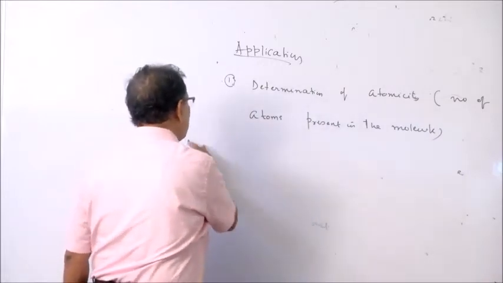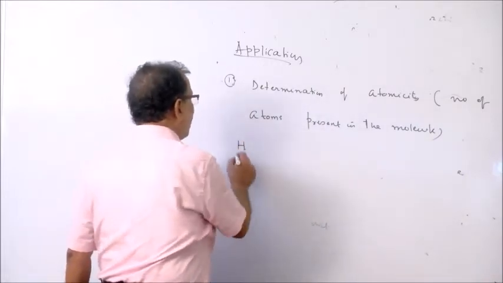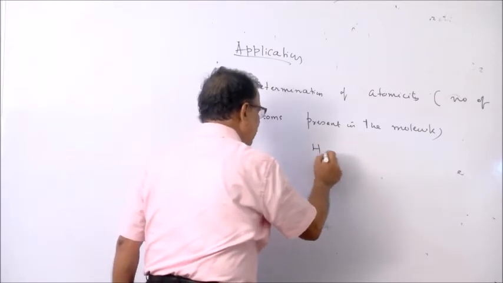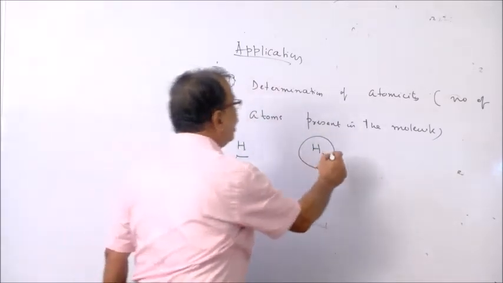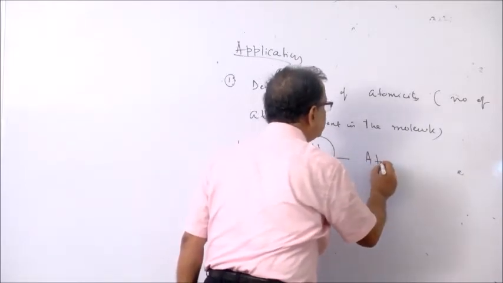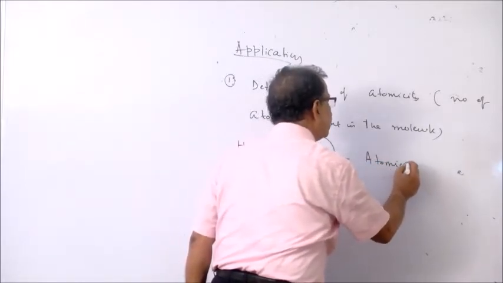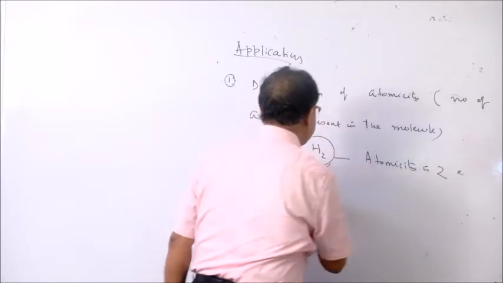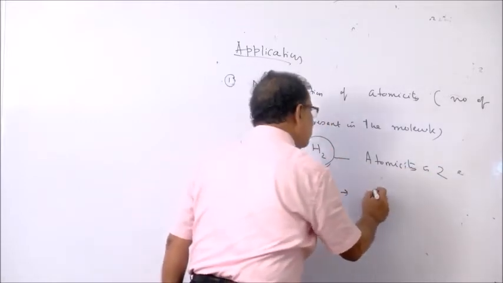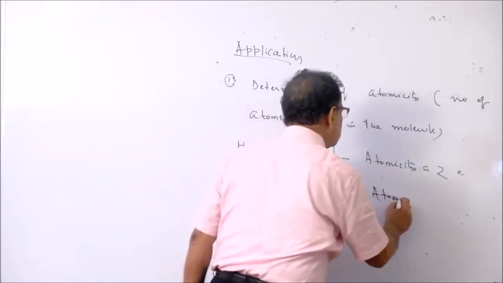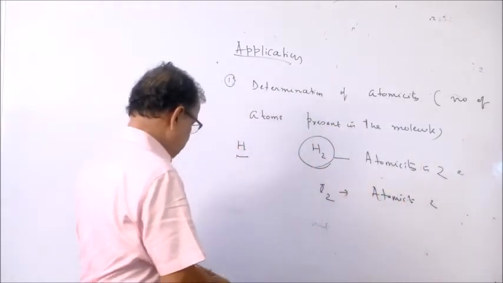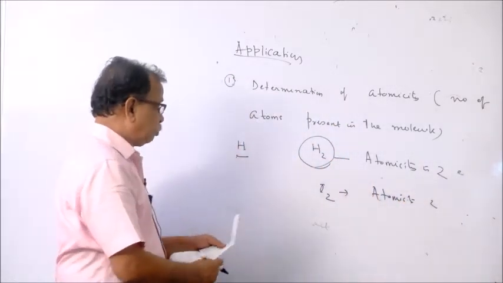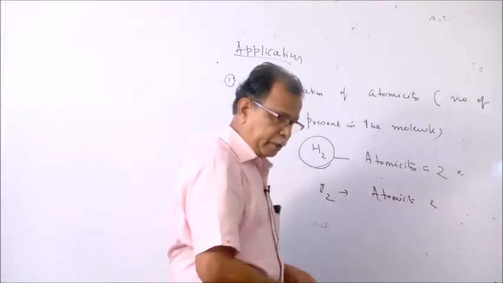Suppose the hydrogen atom is H, the molecule is H2. So one hydrogen molecule has 2 atoms. So here the atomicity is 2. The atomicity of hydrogen is 2. Similarly oxygen is O2, the atomicity is 2. So hydrogen and oxygen, the atomicity is 2. We can discuss how to determine it in a simple way.